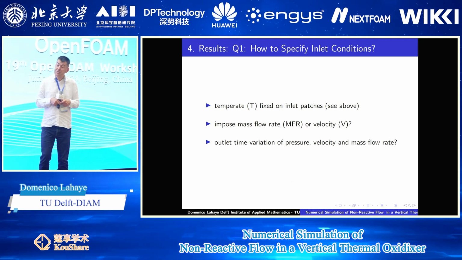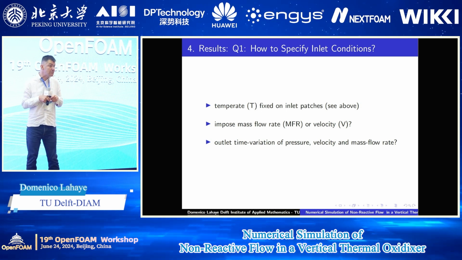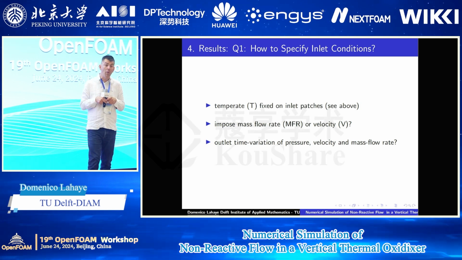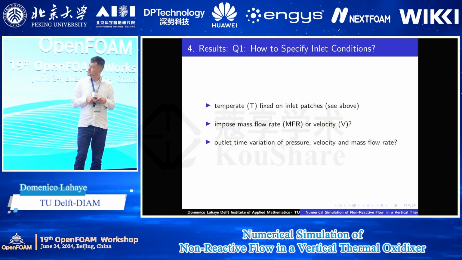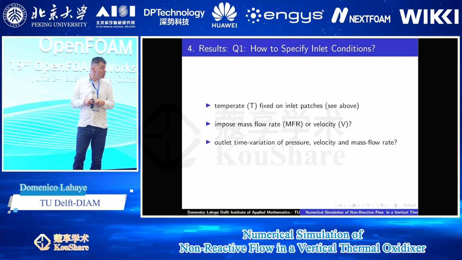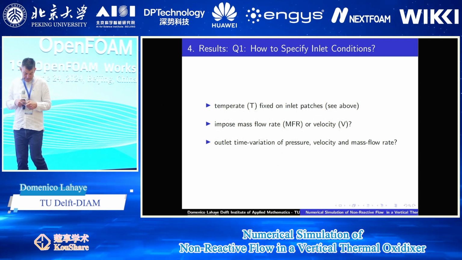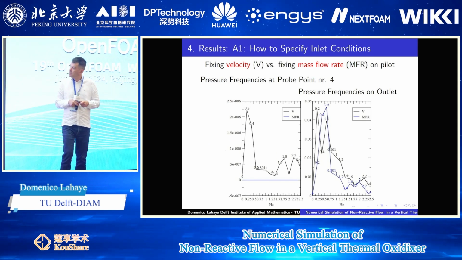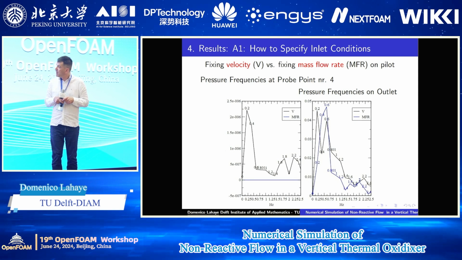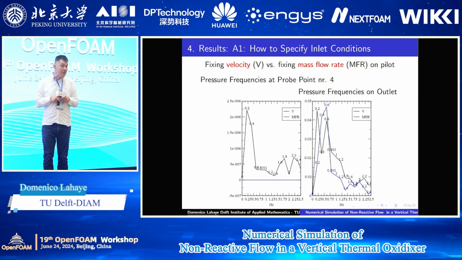Now I come to the results. I want to compare first a scenario in which I set on the inlets either a mass flow rate or a velocity on the pilot. And I will compare these two types of boundary conditions on the effect it has on the overall simulations. What you see in the graph is a comparison of setting velocity versus setting the mass flow rate.